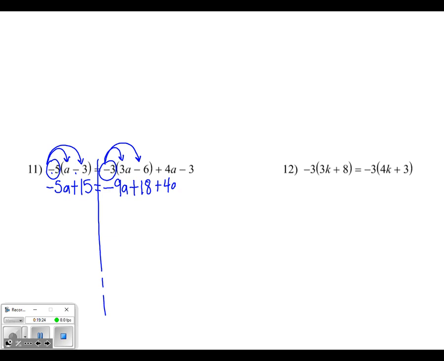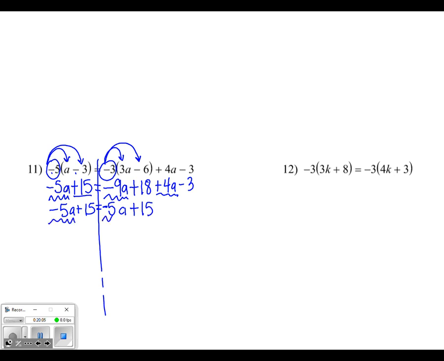Then we have plus 4a minus 3 here. All right, variable, constant. Don't need to do anything over here. I don't want to lose that negative, though. Oh, I almost did. Okay, here, variable, variable. Negative 9 plus 4. Signs are different. Find the difference. 9 minus 4 is 5. And which had more, the negatives or the positives? Well, 9 is more than 4, so the negatives. Then 18 plus negative 3 or minus 3. 18 minus 3 is 15. Positive 15.